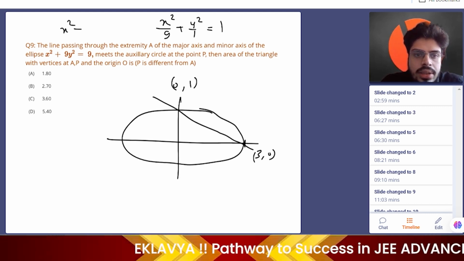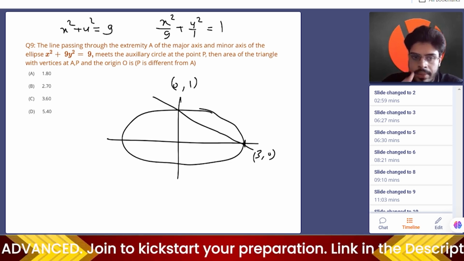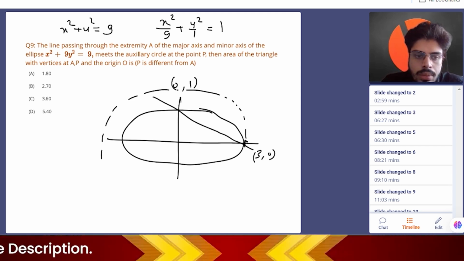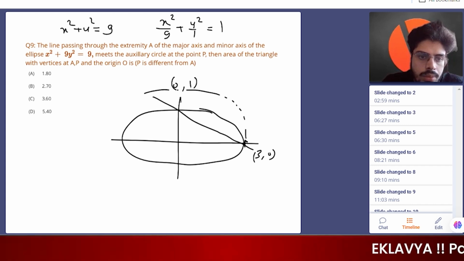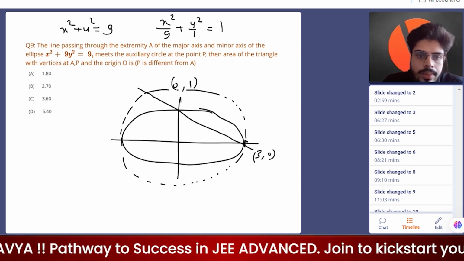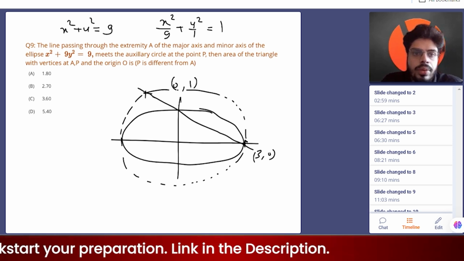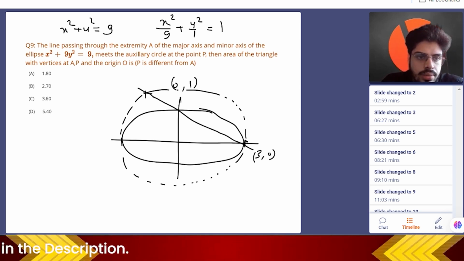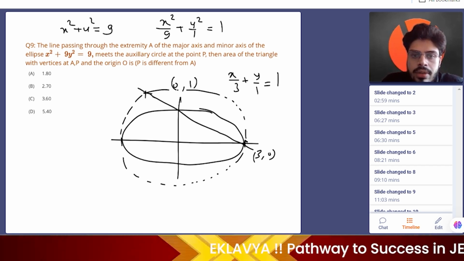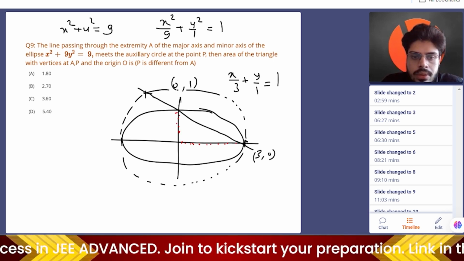Okay, it meets the auxiliary circle. The auxiliary circle's equation will be x square plus y square equal to 9. So it will meet at this point. Okay. So how do we find that point? The equation of this line is x by 3 plus y by 1 equal to 1, in intercept form. This is the intercept.